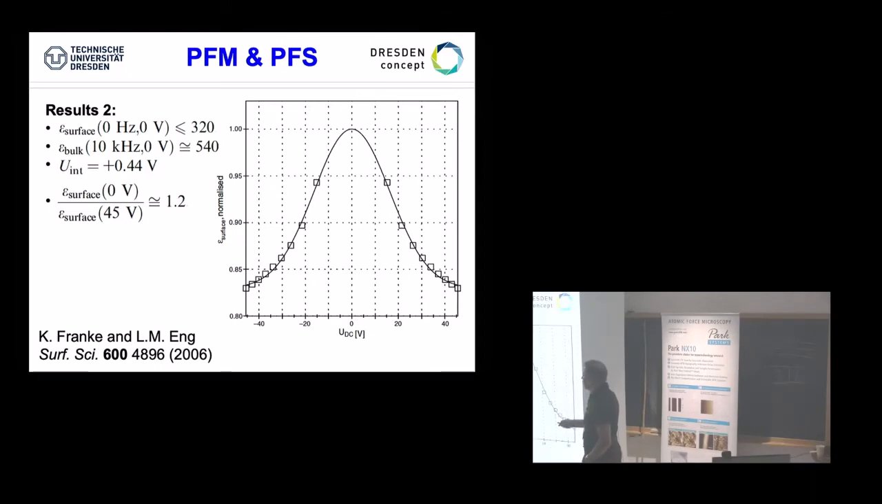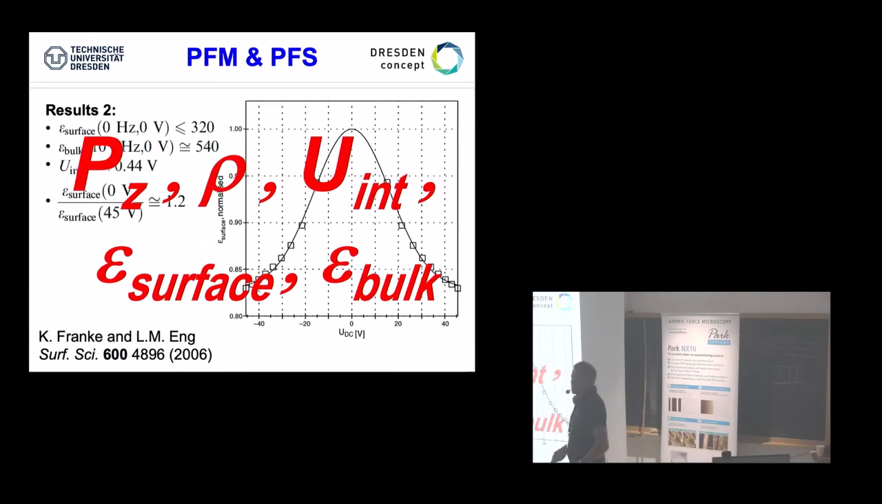And the last item that we have found here for this sample is, yes, there's a bias field that is plus 0.44 volts. So in summary, also this kind of combination between PFM and PFS allows you to really quantify all these values, the polarization, density, internal voltage, surface bulk, and so on. Beautiful.